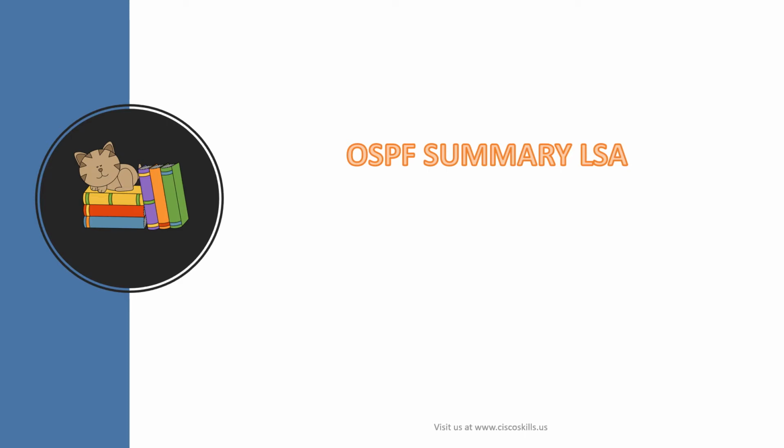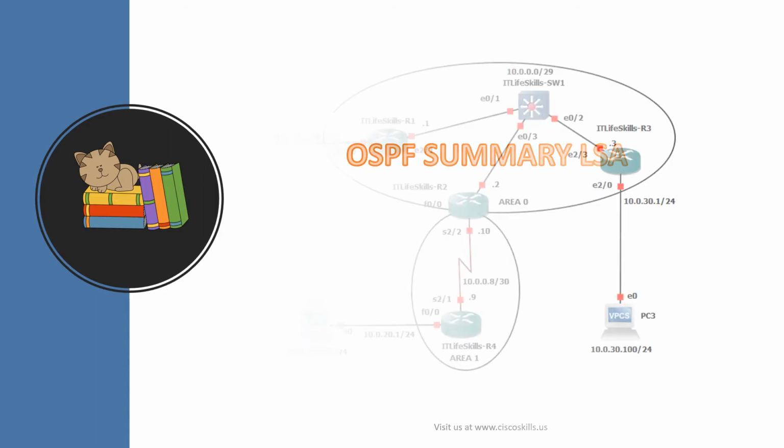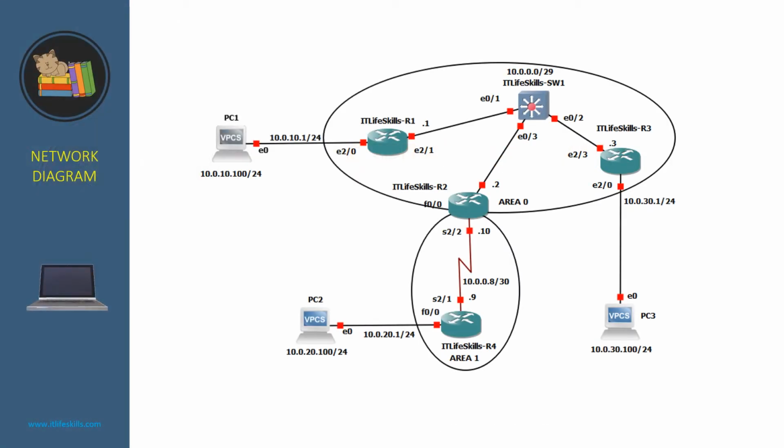Let's learn about OSPF Summary LSA. In the previous lesson, we configured OSPF on all 4 routers. As you may notice, IT Life Skills Router 2 has its interfaces connected to both Area 0 and Area 1. In this lesson, we will take a closer look at IT Life Skills Router 2 to see how it helps routers in one area to learn about the subnets in different areas and vice versa.